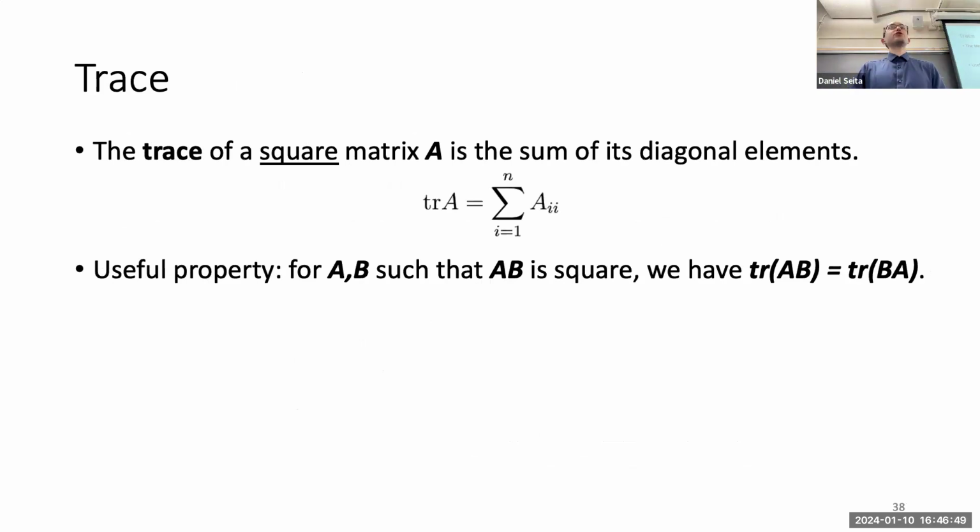All right, the matrix trace. So hopefully everyone has seen the trace before. If you have a square matrix, then the trace is the sum of the diagonal elements. And this is a useful property of the trace. Whenever you have A and B such that A times B is square, then you can reorder A and B and you get the same trace. Can you prove why that's true?